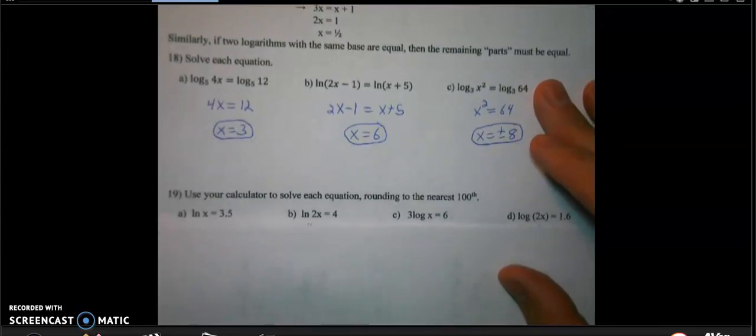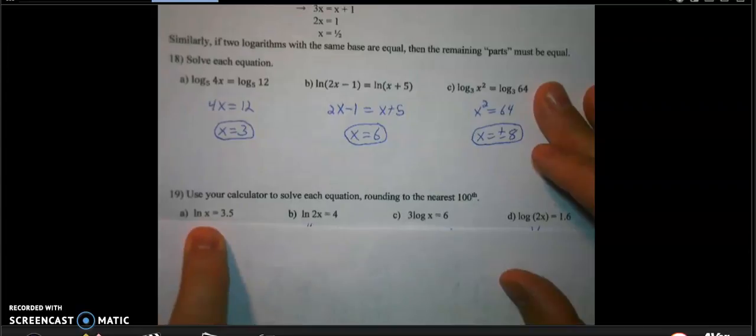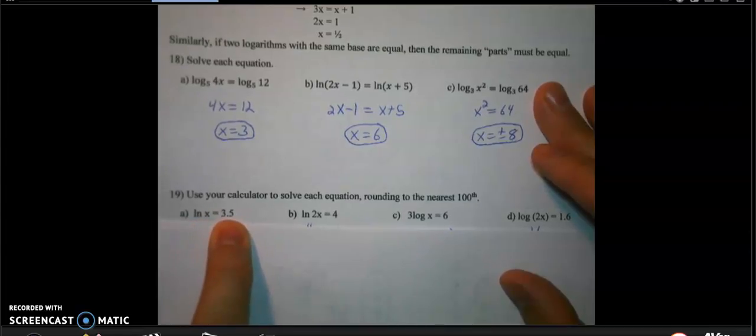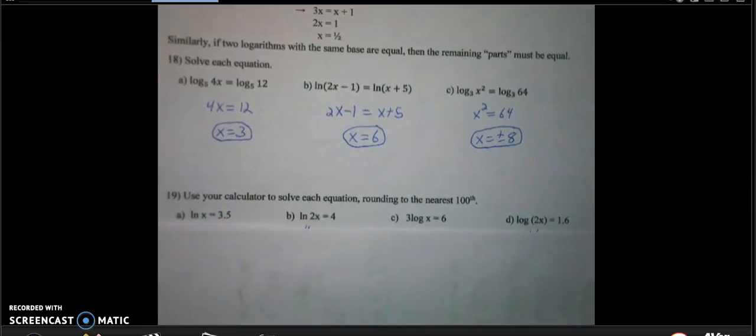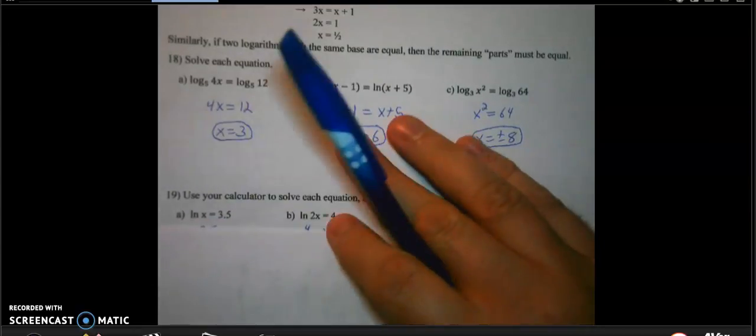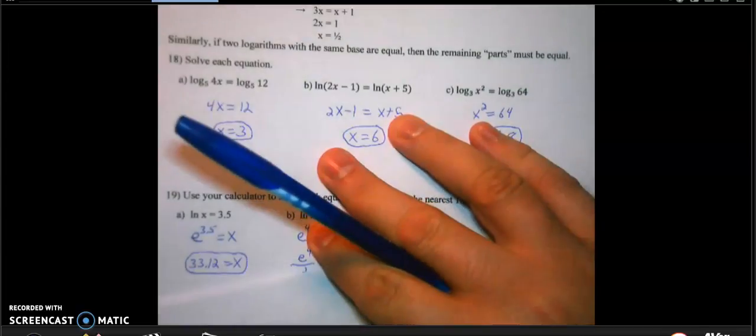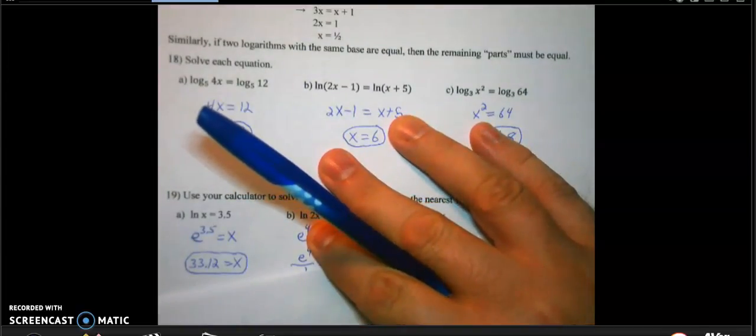Okay, and then we have a few more where we have to use our calculator now. So in number 19, we're going to solve each equation and round to the nearest hundredth. So that's 2 decimal places. So if you have natural log of x equals 3.5, remember that this means the base is e, and then raised to the exponent 3.5 equals x. So it's just applying the definition of logarithm. So you can do e to the 3.5 in your calculator, and you get 33.12.